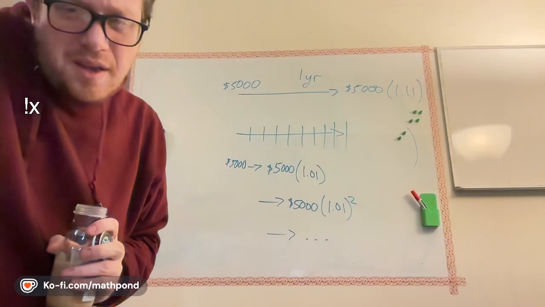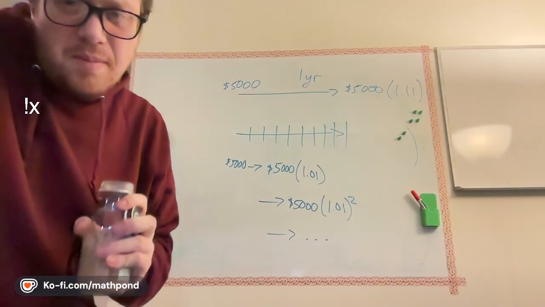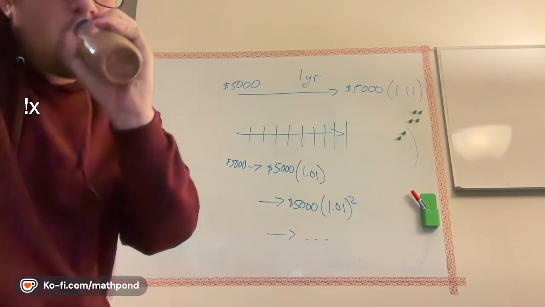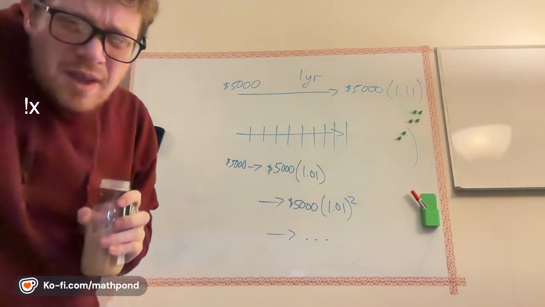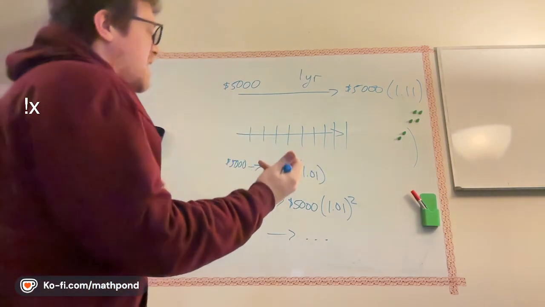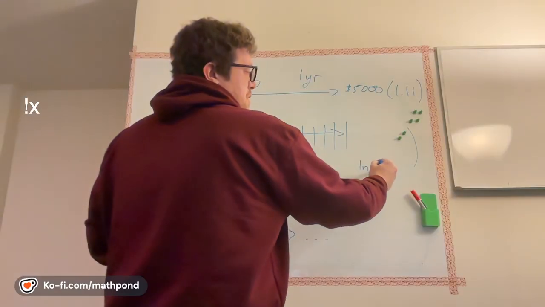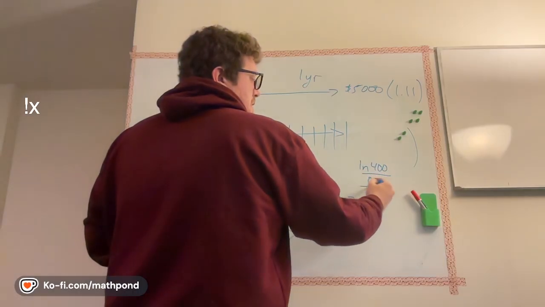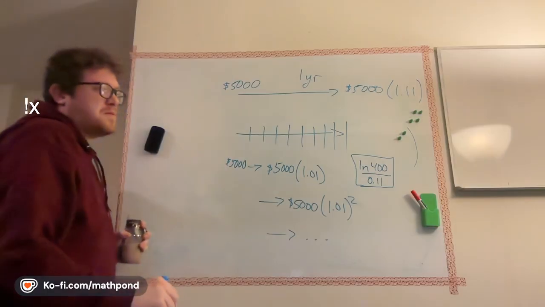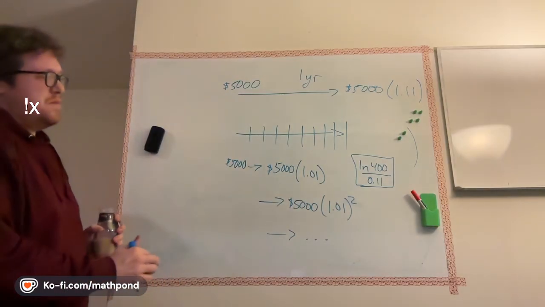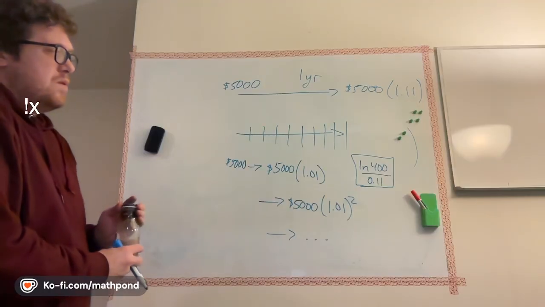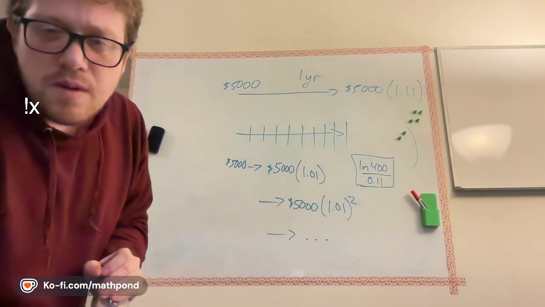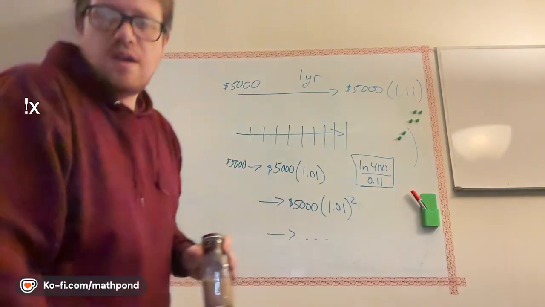Okay, so we all agree on that answer? Or is there a problem? It sounds like you guys are a little bit off. So yeah, I think it was natural log 400 over 0.11, I think. Right. Any other questions?